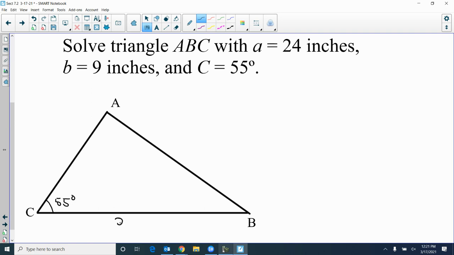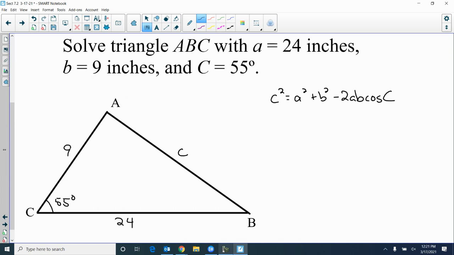A is 24 and B is 9. So what we are missing is side C and the two angles. When you have this situation, the only thing you can find is the side across. Since I'm looking for C, C squared equals A squared plus B squared minus 2AB cosine of C. It's always going to be the two sides you have and the angle you have over there.